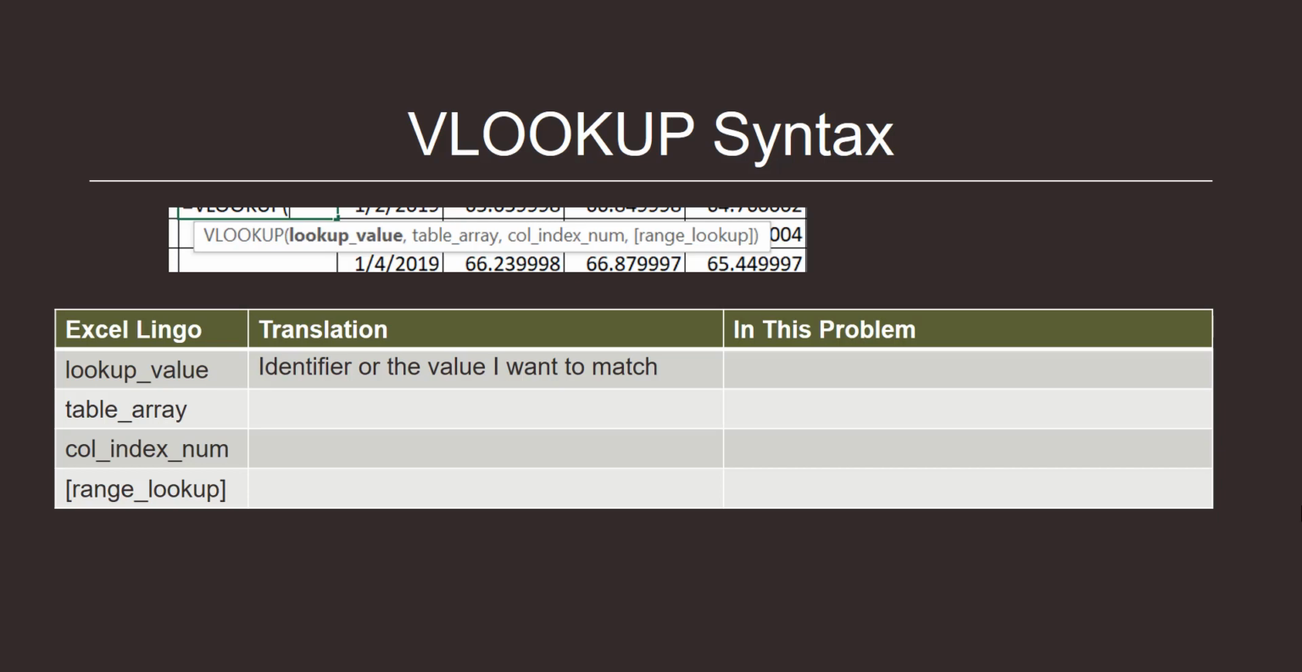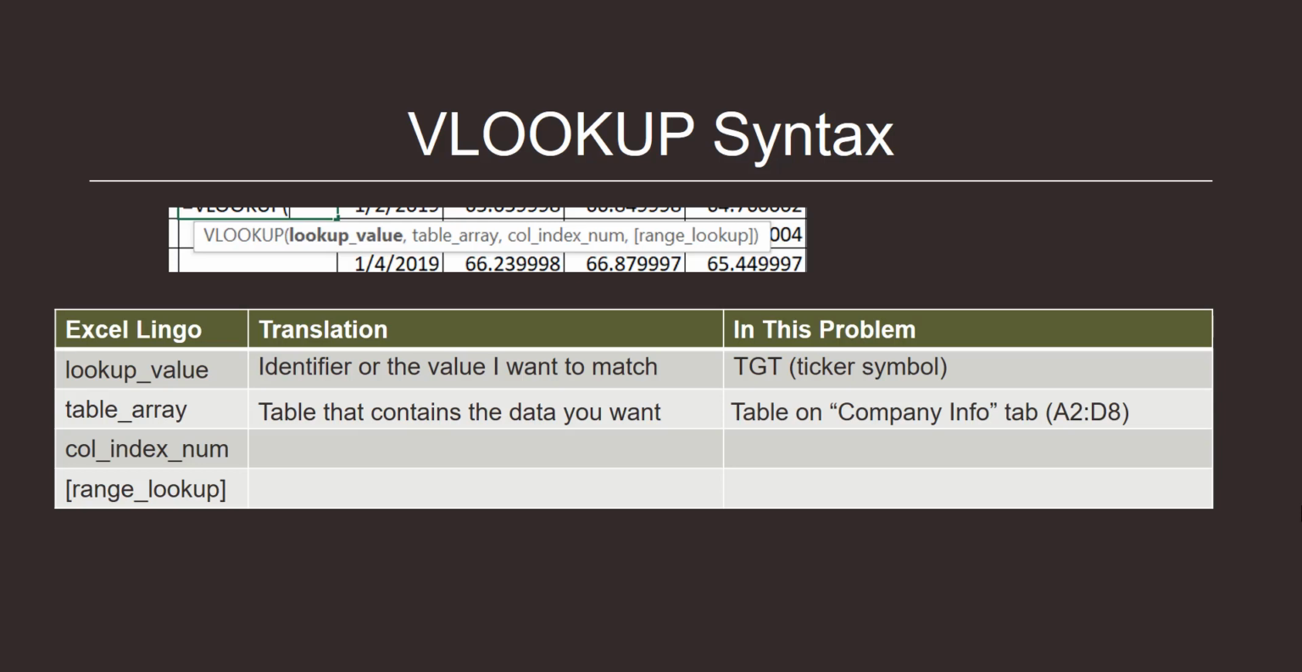So the lookup value is the identifier or the value I want to match across two tables. In the file we're working with today, that's the ticker symbol, and on that first line, that's specifically the target or TGT ticker symbol. The next thing Excel wants me to enter is called a table array. The table array is just the table that contains the data I want to pull over. In this data set, that's going to be the table on the company info tab. So I'm going to highlight the contents that are in that table.